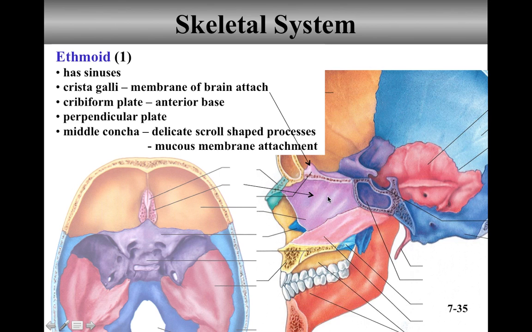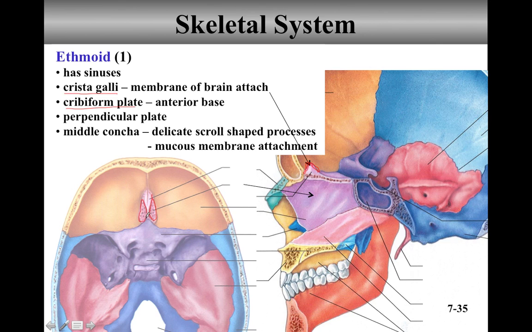The ethmoid bone does have some rather small sinuses in it. Some important structures you're going to need to know for the ethmoid bone include the crista galli, which I'm pretty sure is on your terms to know list. Yes, it is. The crista galli is this little bump right here on the ethmoid bone, and we attach the membrane that surrounds our brain to that bump. The other thing you're going to want to know is the cribriform plate of the ethmoid bone. That is right here, and it's all these little holes that run down into your nose.